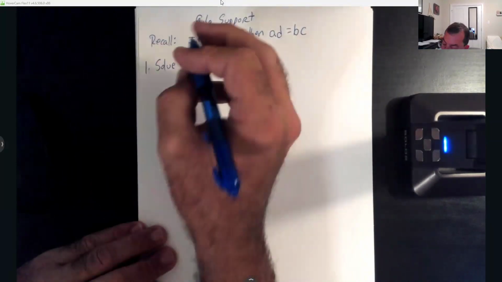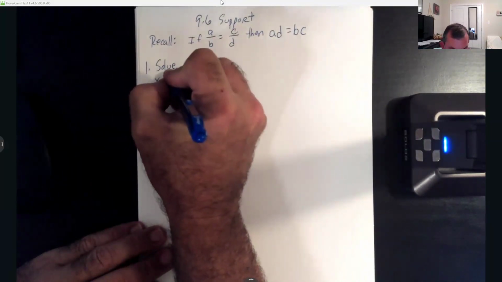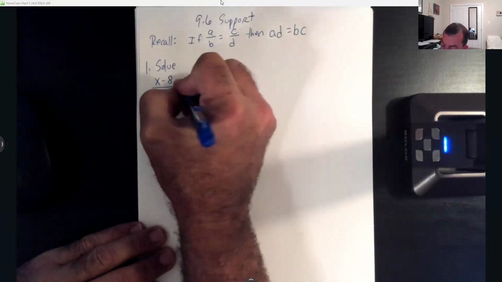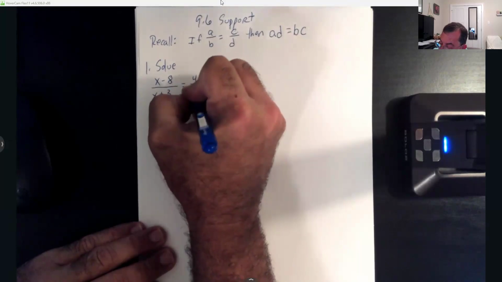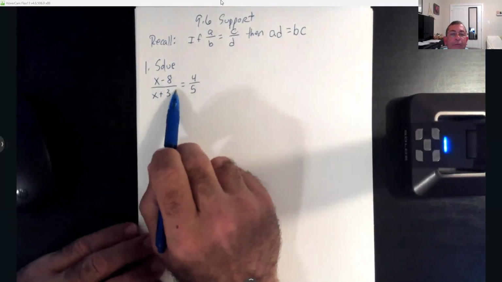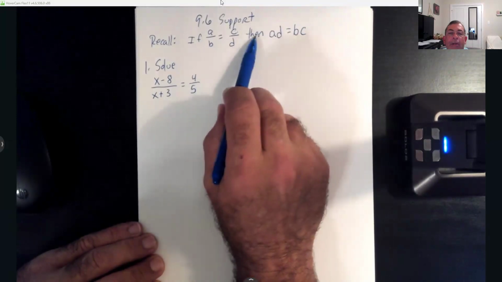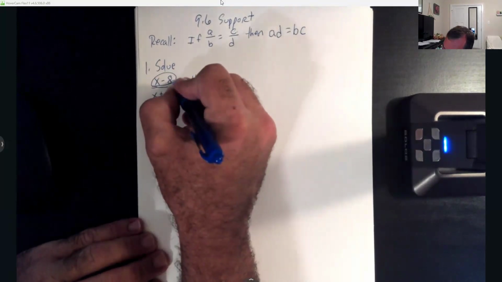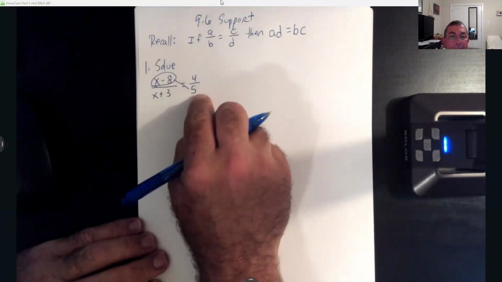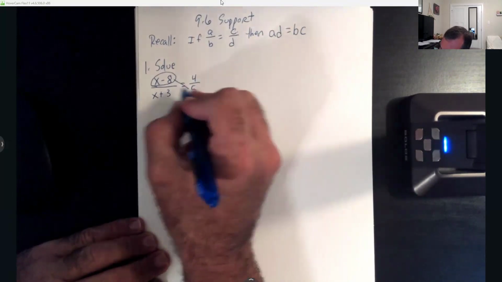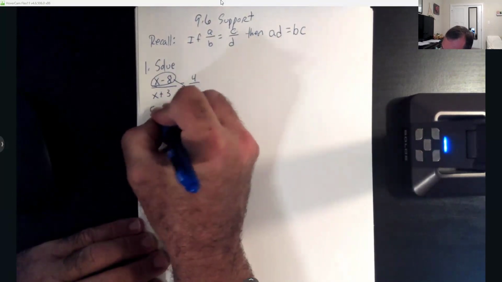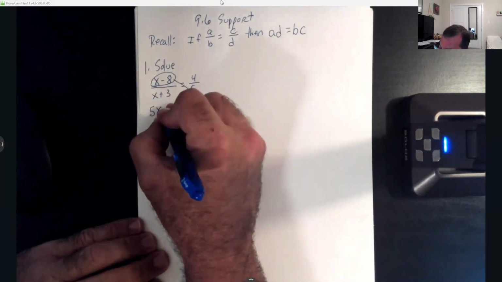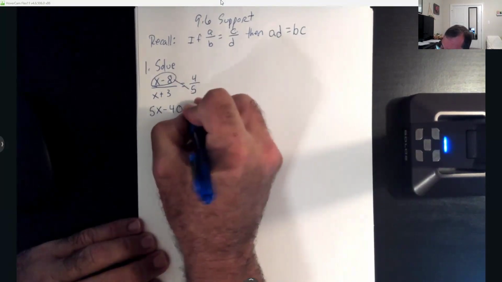So number 1 says solve: x minus 8 over x plus 3 equals 4/5. So look, I got a fraction equal to a fraction like right here. So I'm going to cross multiply. So this x minus 8 multiplies times the 5. So that's going to give me 5 times x, which is 5x. 5 times negative 8 is negative 40.